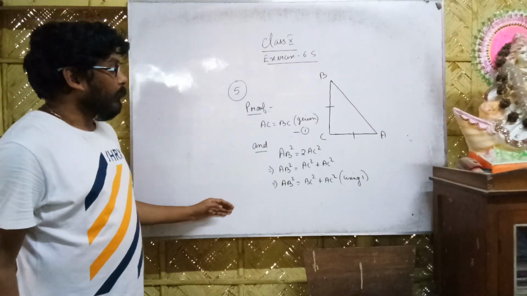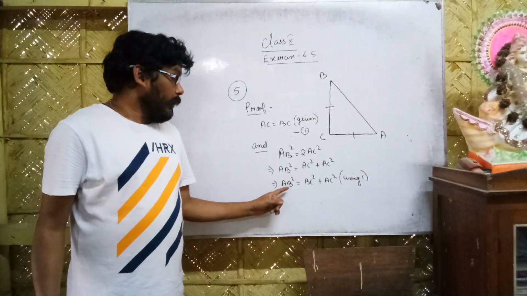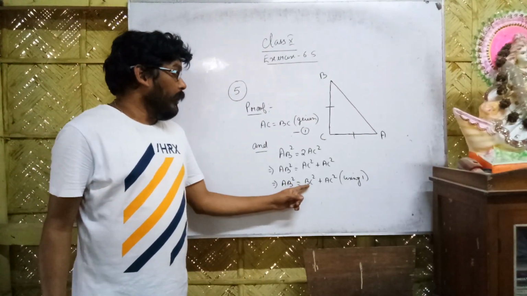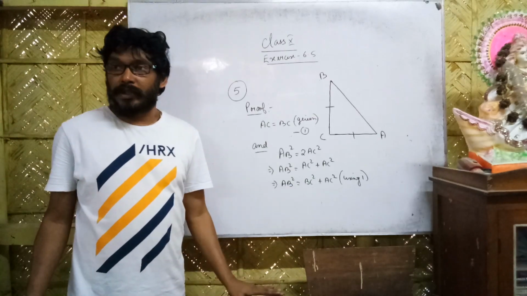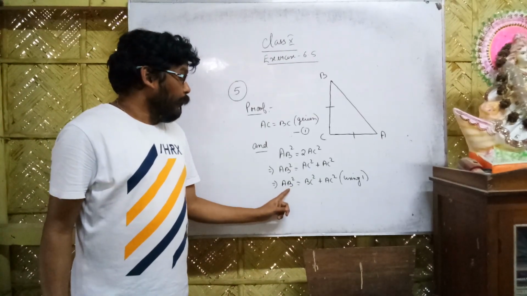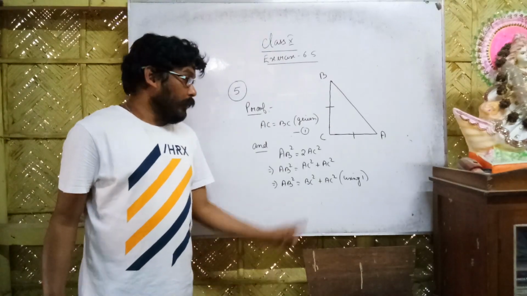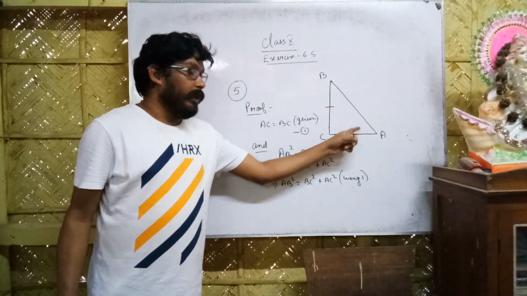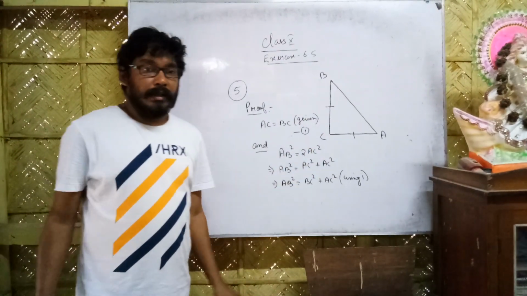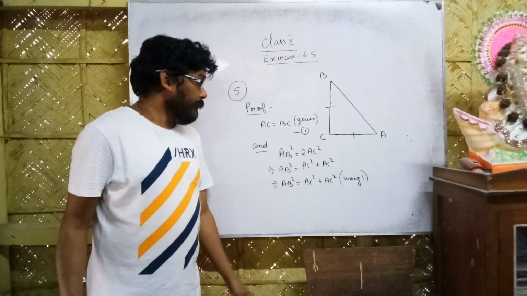Okay. So you see here, the square of one side is equal to the sum of the squares of the other two sides. So when the square of one side is equal to the sum of the squares of the other two sides, then that triangle is a right angle triangle. So write a statement here.